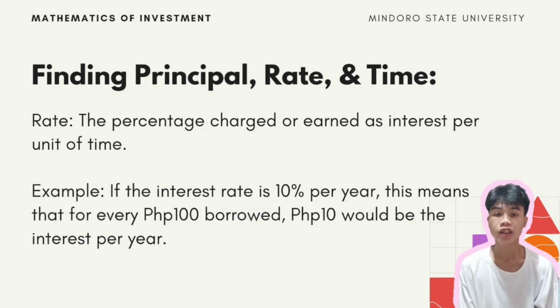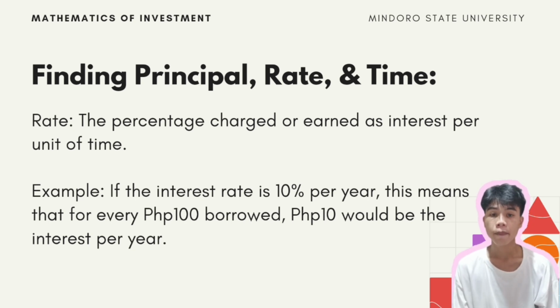Rate is the percentage charged or earned as interest per unit of time. For example, if the interest rate is 10% per year, this means that for every 100 pesos borrowed, 10 would be the interest per year, since the 10% of 100 is 10 pesos.